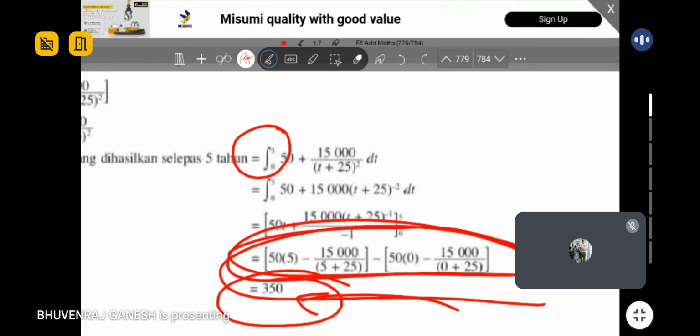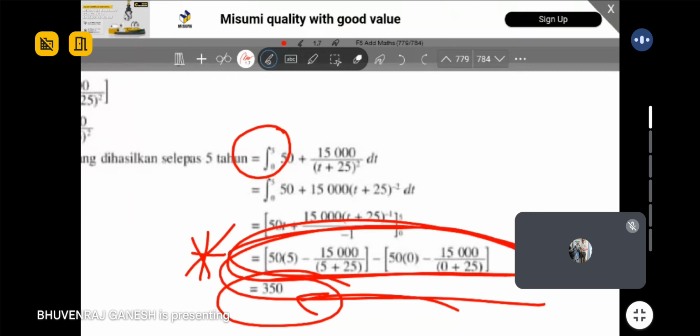Why? Because it gives you 1 mark. Whenever you substitute hard, kamu akan dapat 1 markah. So always show this part: substitution of limit inside your equation. This is the most important part. Beside your final answer, final answer also important. But in terms of the working step, this step is the most important.